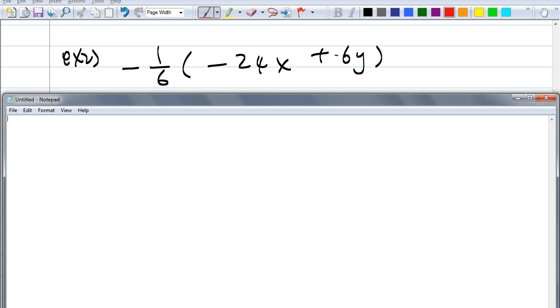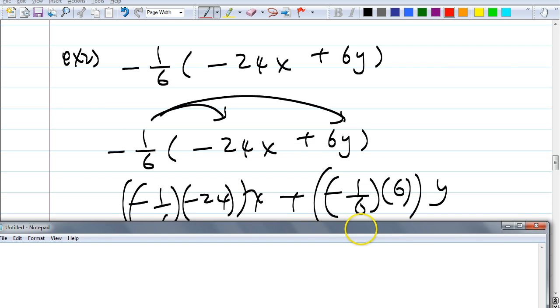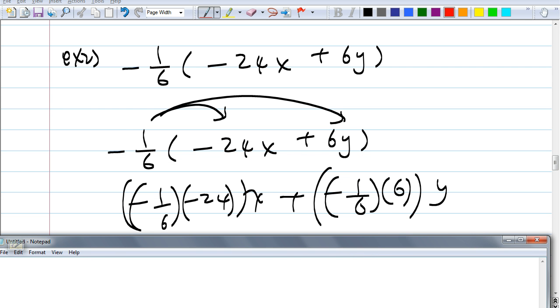Right, negative 1/6 times what? Good, plus, that's the work I want to see, and then plus? Times? Times 6y is correct. Did you write this step? Oops, can't see. There you go.